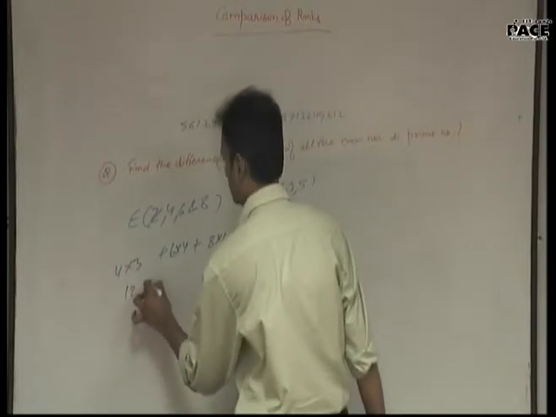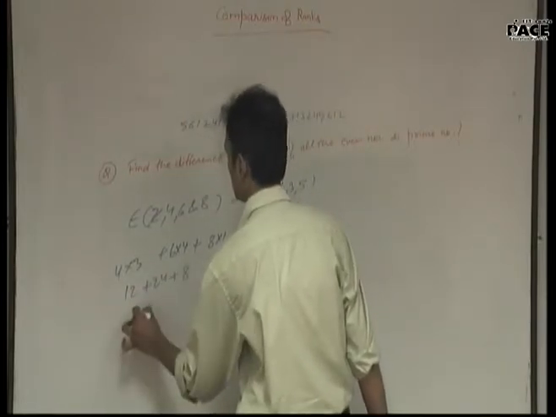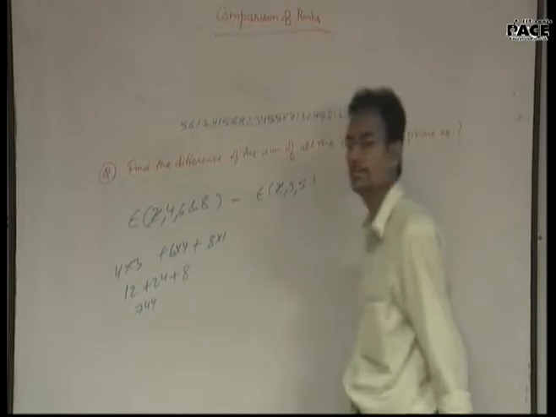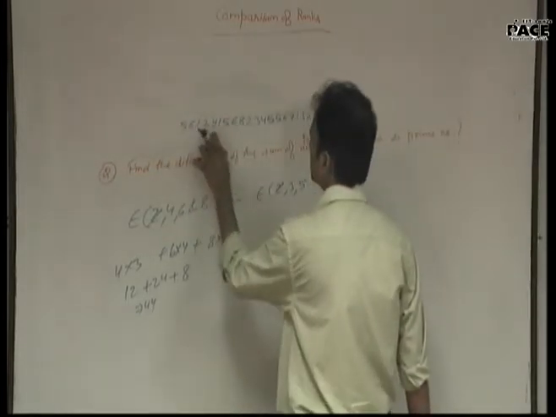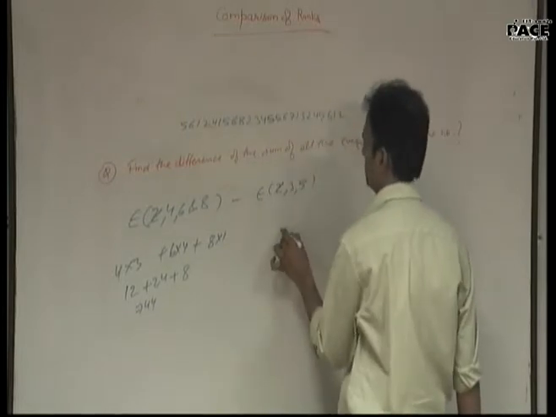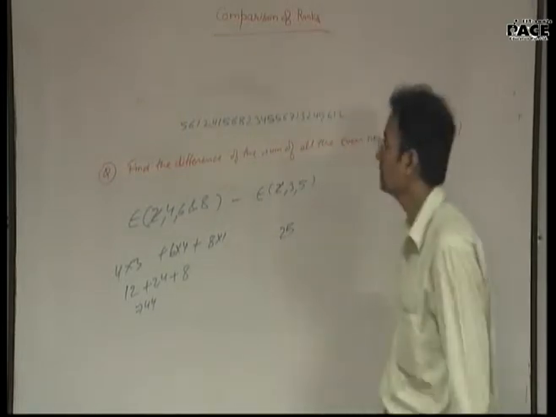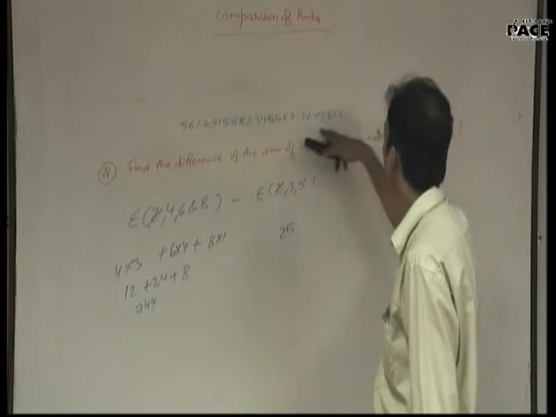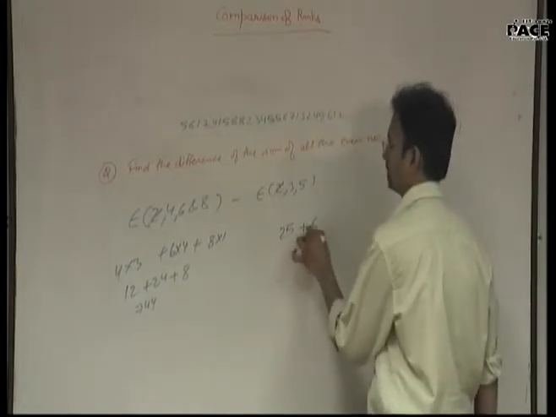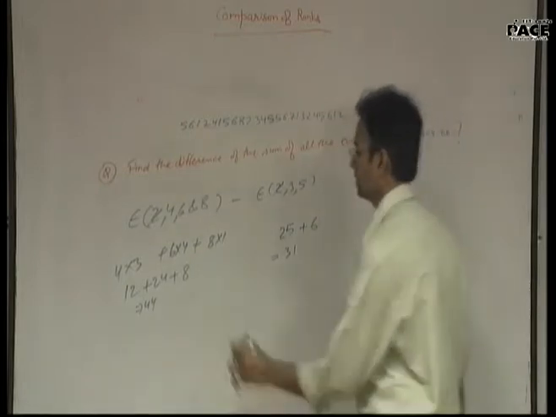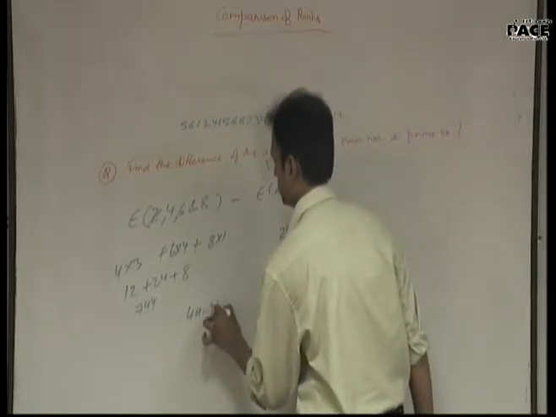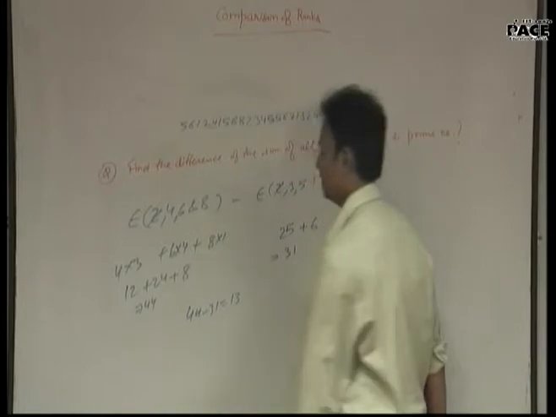So 12 plus 24 plus 8, 44. And similarly here, 3 and 5 you have to take just. How many 5s are there? 1, 2, 3, 4, 5. 25. And 3s? 2, 6, 31. The difference is 30.